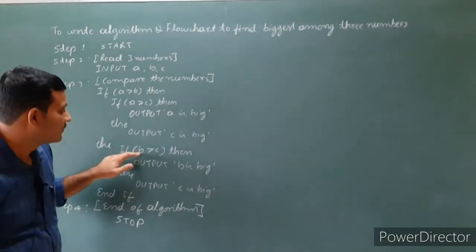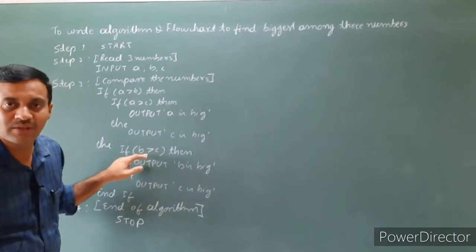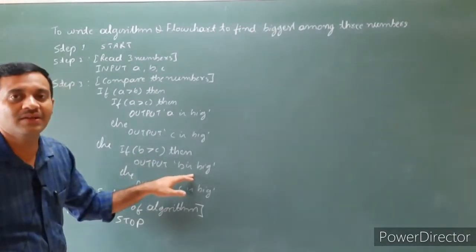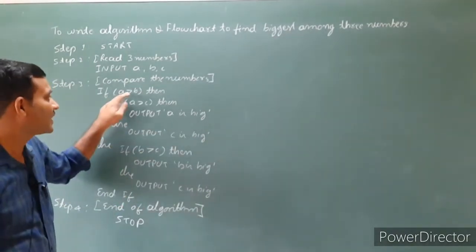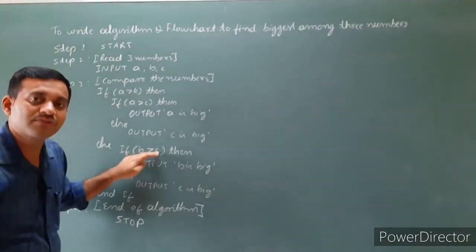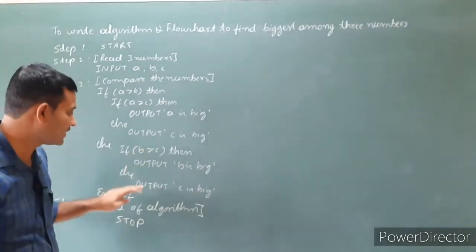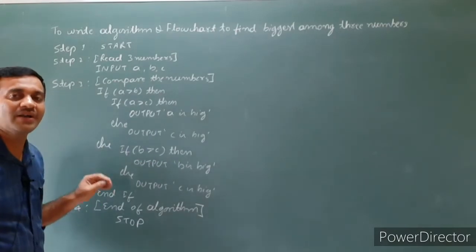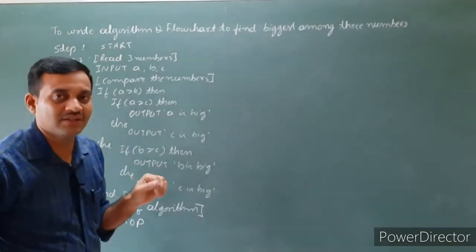Here we compare B with C, the second number with the third number. If it is true, then the biggest number is the B value. If A greater than B is false, it means B is the biggest. If B greater than C is also false, it means C is the biggest, hence output C. This is the algorithm to find the biggest among three numbers.